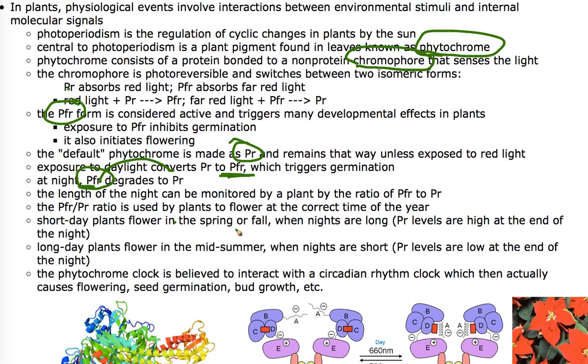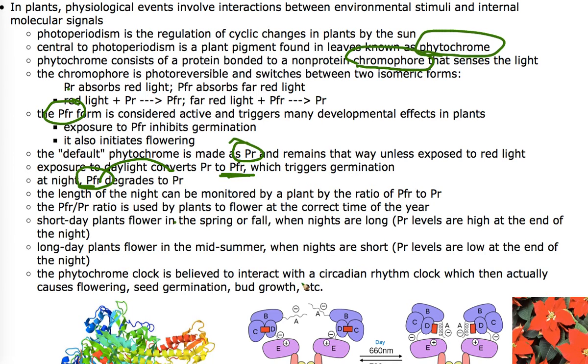That's the spring or the fall, when PR levels are high at the end of the night. And the reason they're high at the end of the night is because the PFR degraded all of it back to PR, which means by dawn, all the phytochrome's in the PR form. Long day plants, on the other hand, are short night plants. Short night plants reach the end of the night, and their PR levels are low at the end of the night because the PFR didn't get a chance to degrade into it.